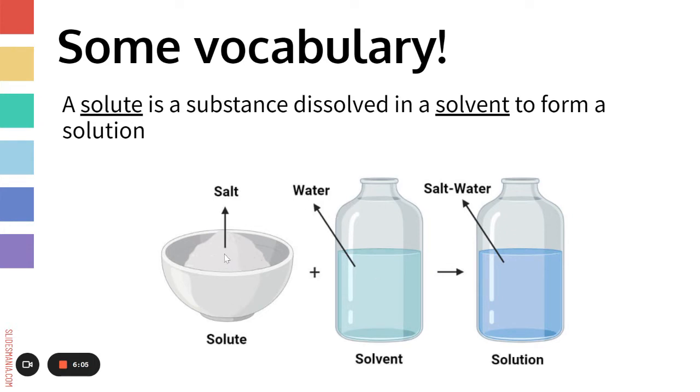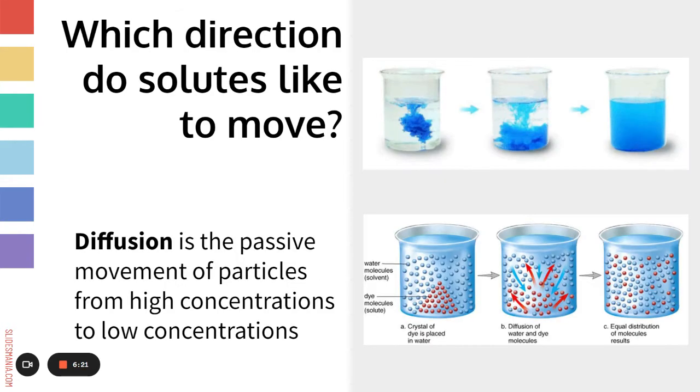So an example would be salt could be the solute, water could be the solvent, and then we get a solution of salt water. In biology, most often the solvent is going to be water. So we'll have all kinds of different molecules dissolved in water. Okay, so let's first think about which direction solutes will move in if they're free to do so. In general, particles are going to move from where there's more of them or where it's more crowded for the solute to where there's less of them or where it's less crowded for the solute.